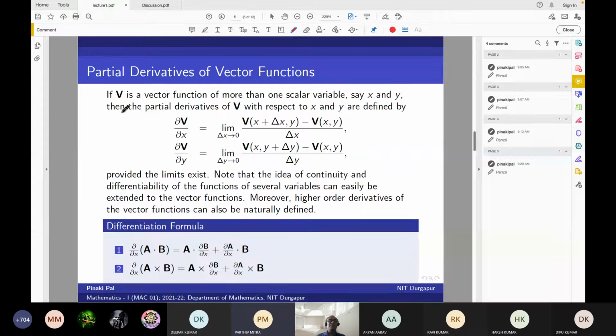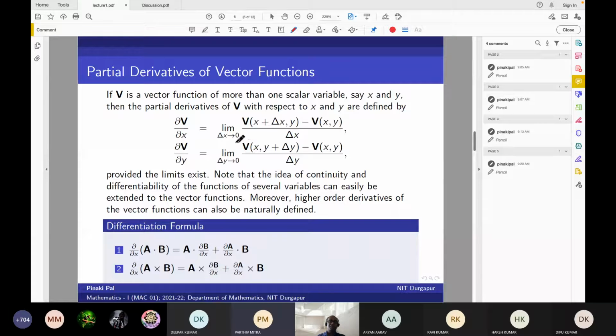And then if v, the vector valued function, is a function of two variables, say x and y, instead of t or u, then naturally there will be partial derivatives. If we want to define the partial derivative of v with respect to x, then this is the definition. del v del x is equal to limit delta x tends to 0 of v(x plus delta x, y) minus v(x, y) by delta x. We are changing the x variable a little bit and looking at the change in the vector v. Probably you have learned this in your class on functions of several variables. Nevertheless, I have kept this definition for you.